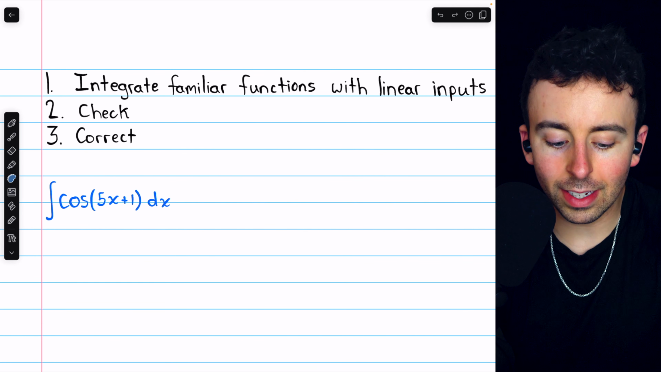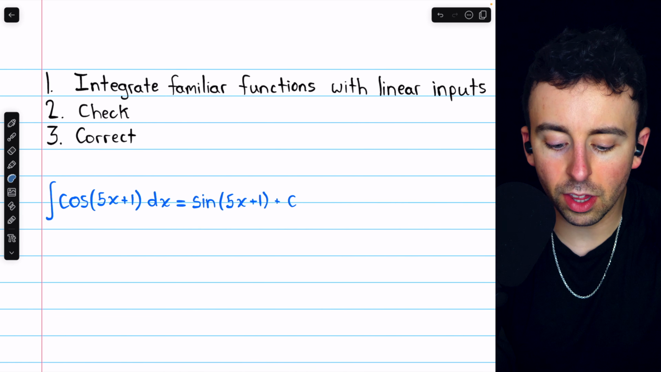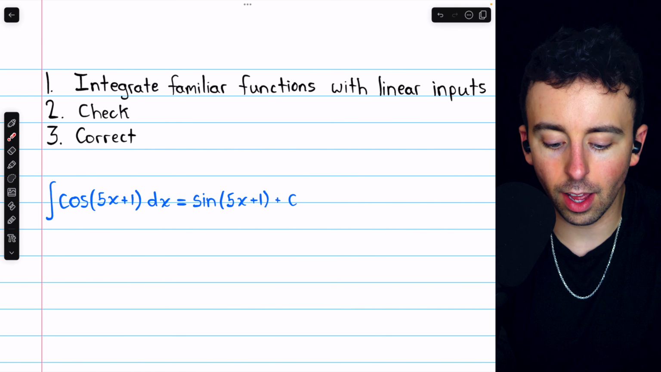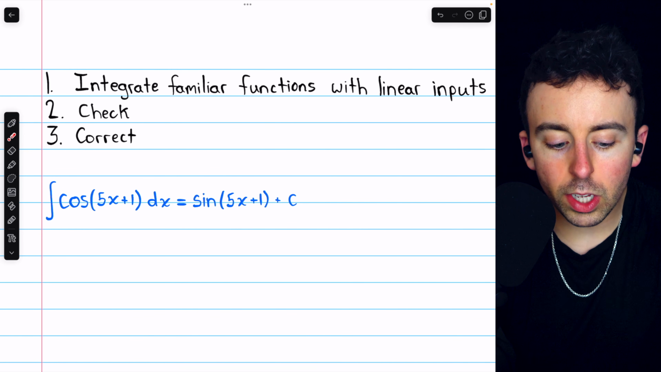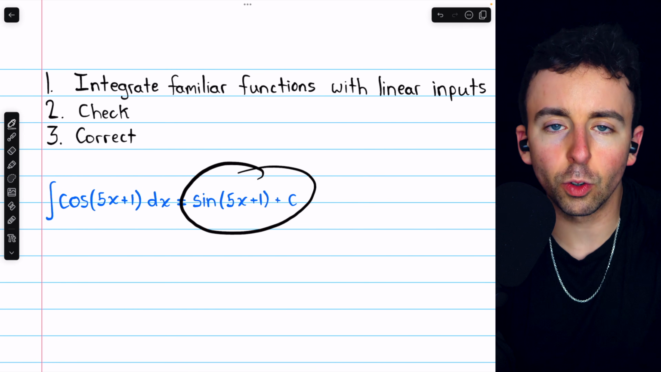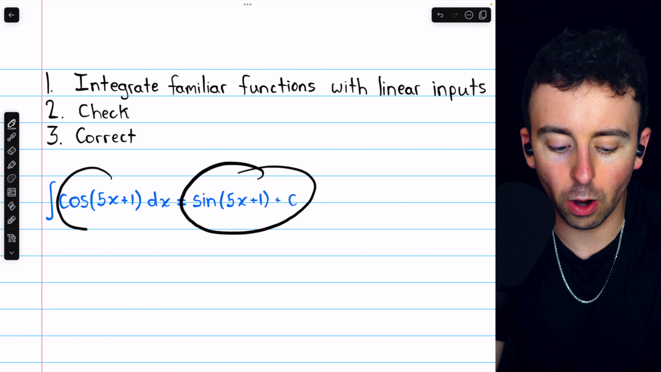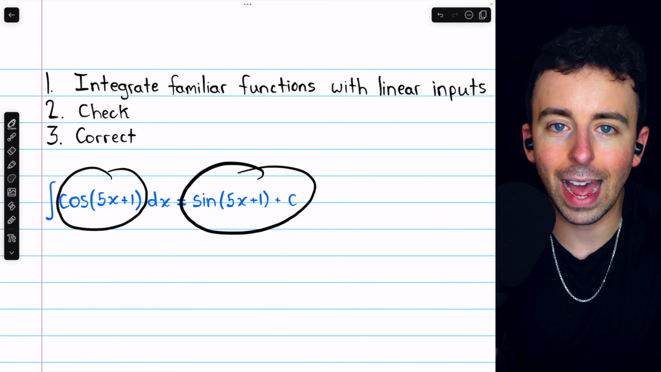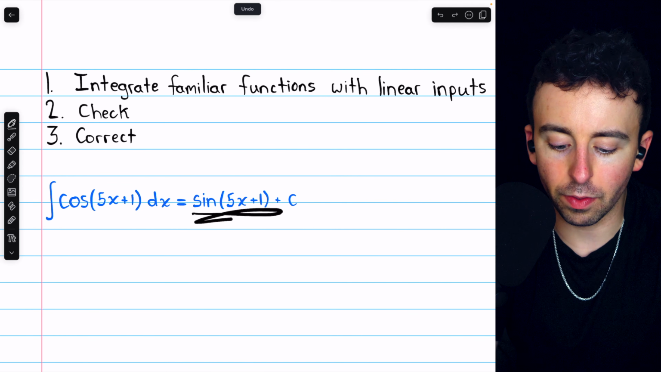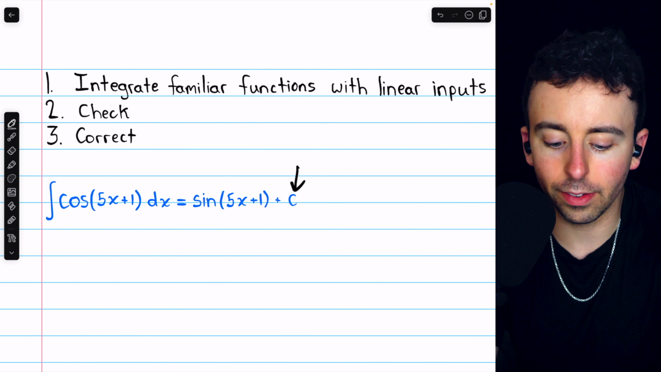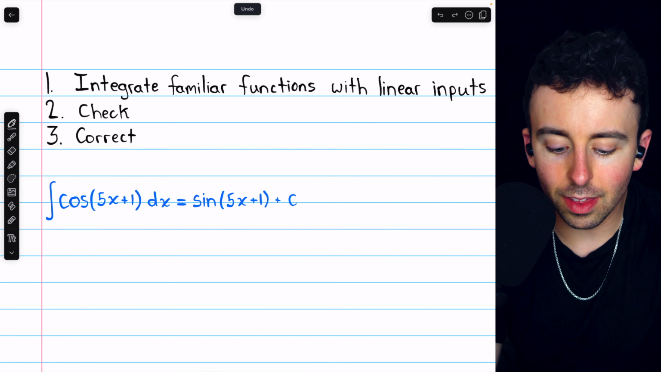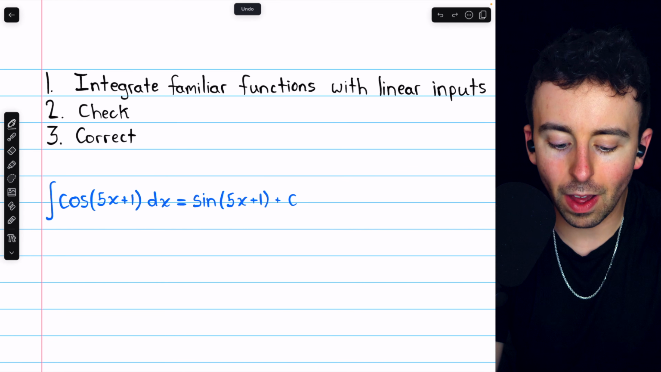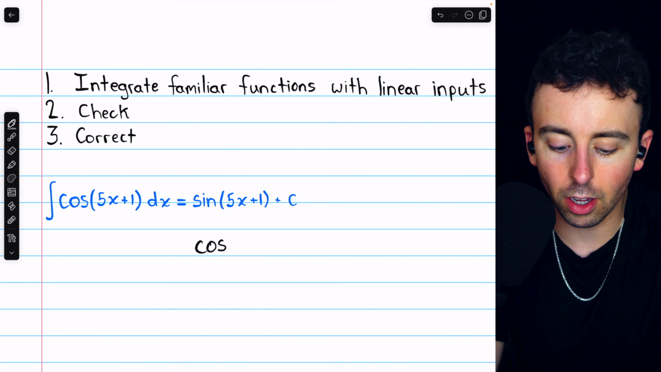Well, let's suppose it doesn't change anything. Perhaps we think the integral is just sine of (5x + 1), plus the arbitrary constant. We could check our answer by taking the derivative of this, and we should get cosine of (5x + 1) back. If we take the derivative of this, well, the derivative of the constant is 0, and then the derivative of sine of (5x + 1) would be cosine of (5x + 1).